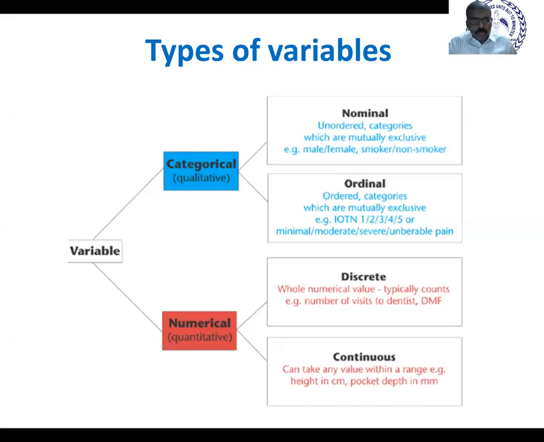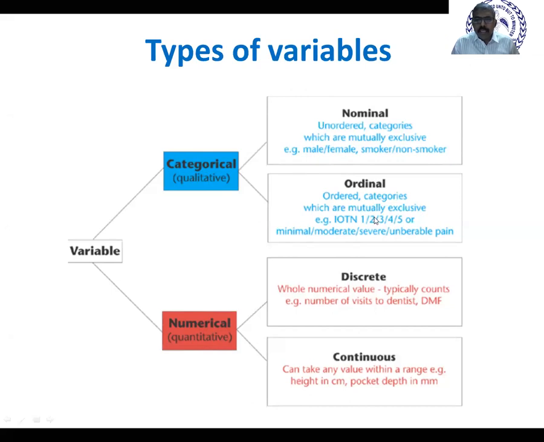We have two types of data: categorical data and numerical data. Categorical means qualitative: yes, no, male, female, smoker, non-smoker. Numerical data means the numbers, quantitative data. In categorical data, we have two groups, nominal and ordinal. In nominal, we say male, female, smoker, non-smoker. It's mutually exclusive. Only these two you can write. You cannot write a third thing.